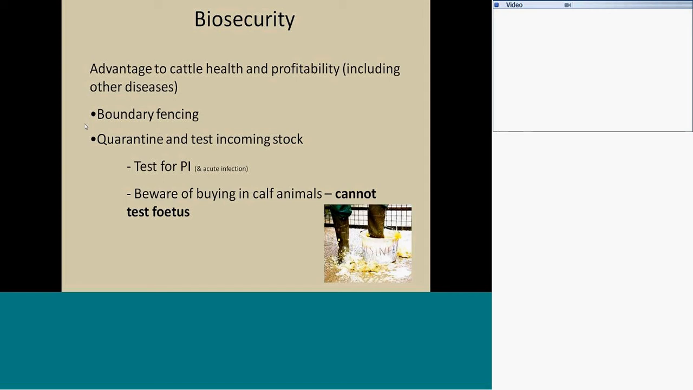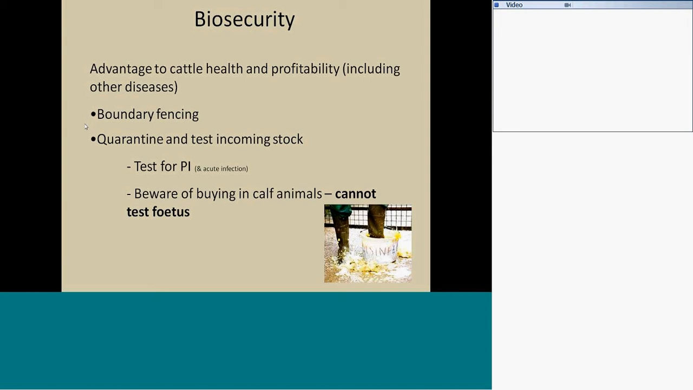So working together, I think, as a community can be quite a good way of dealing with this issue of boundary fencing. The other thing, of course, is incoming stock. It would be unrealistic to tell you not to buy stock in. If you can do that, that's the perfect type of biosecurity here, but lots of farmers need to buy in animals for various reasons.